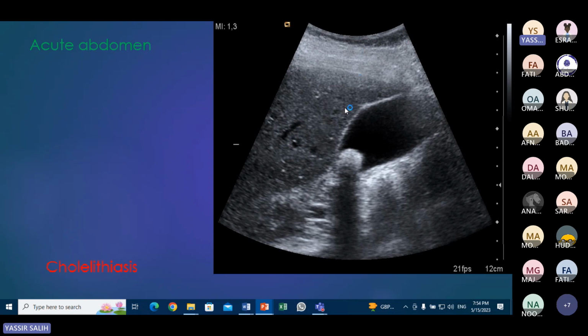What is this? What is this technique? Ultrasound. What abnormality do you see?